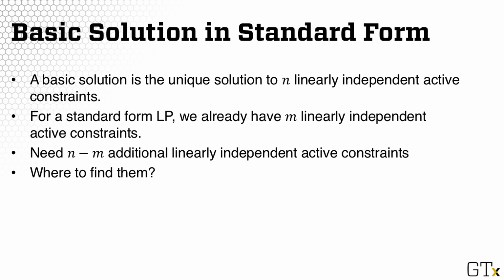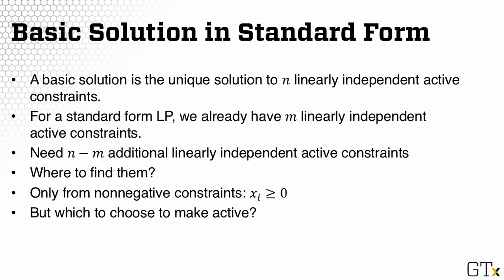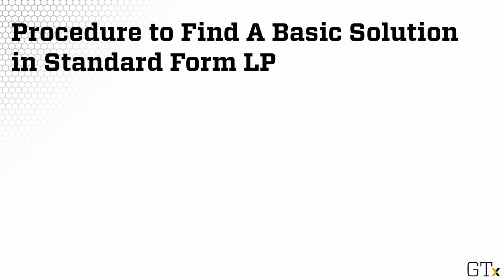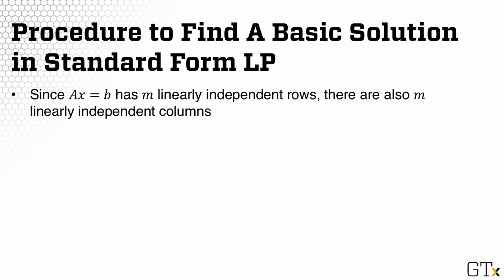And where do we find them? Well, the only way is from the non-negativity constraints, xi greater than or equal to 0, because that's the only set of constraints left. The question is which of these n minus m additional non-negativity constraints to choose. Here is the procedure to find a basic solution in standard form LP. We'll give the procedure first and then explain why it works.